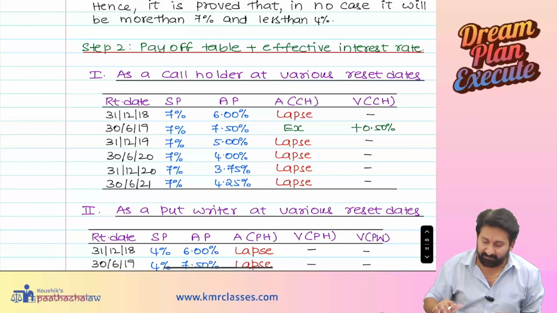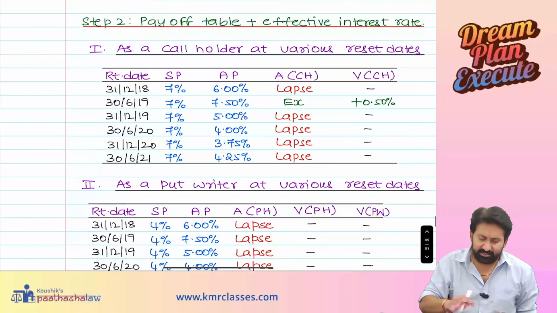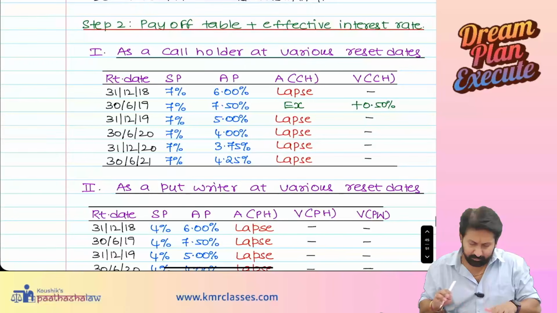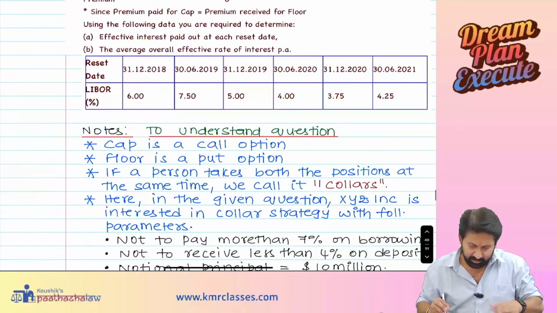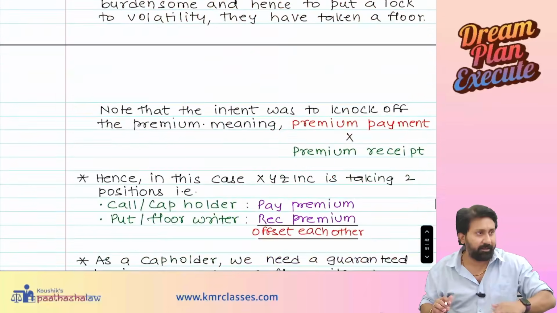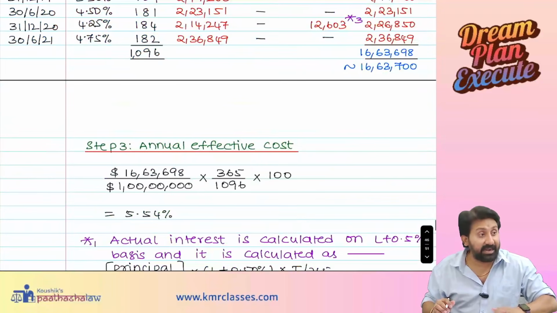Next, Step 2. From here, the exam answer starts. Payoff table and effective interest rate. See, they have given multiple rates. What are the rates here? 6, 7.5, 5, 4.5, 3.75, 4.25.